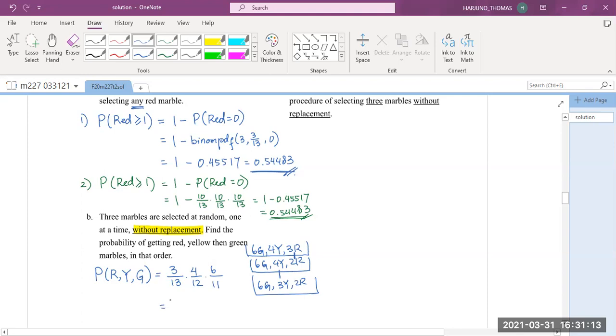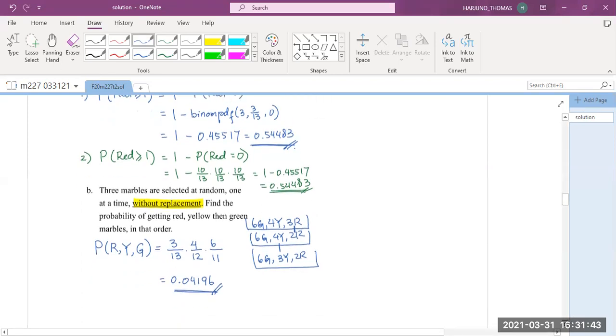Then I use my calculator to compute this. I get 0.04195896. That's the probability to get red, yellow, then green in that order.